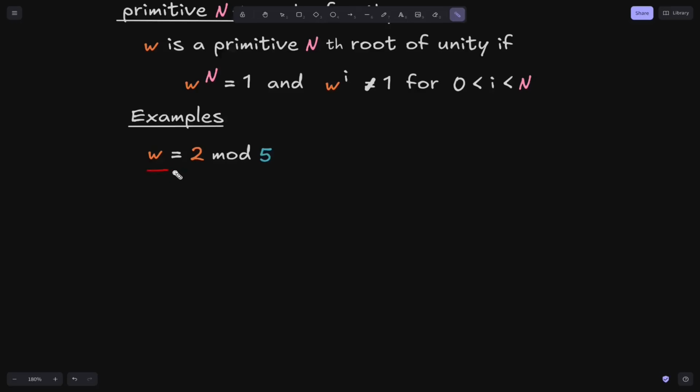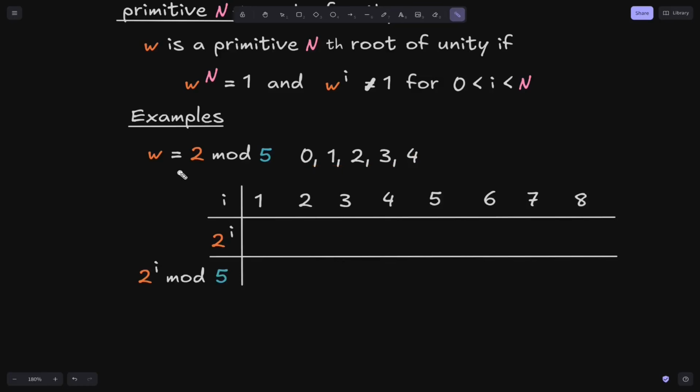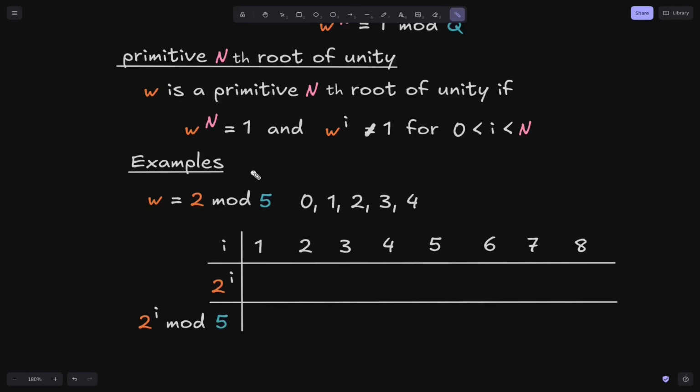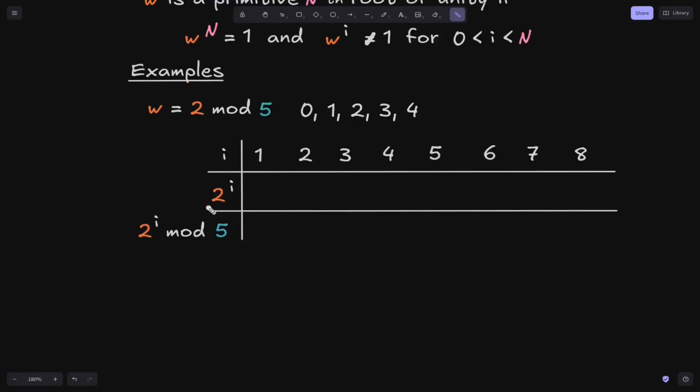Consider the number w equal to 2 mod 5. So here the prime field that we're working with will be the prime number 5. We're only considering the numbers between 0 to 4. Okay, next I'm going to show you that this w is an nth root of unity and also a primitive nth root of unity, but I don't know what this n is yet. So what I'm going to do is raise 2 to the power of i mod 5 several times from i equal to 1 to i equal to 8, and then we'll evaluate this mod 5. We'll try to find where this expression 2^i mod 5 is equal to 1.